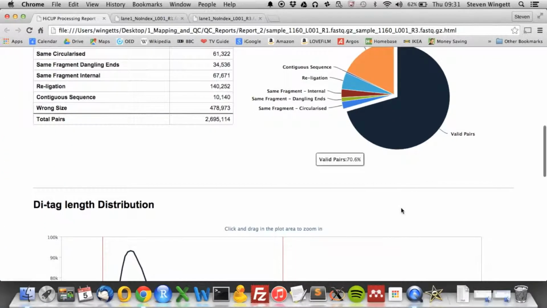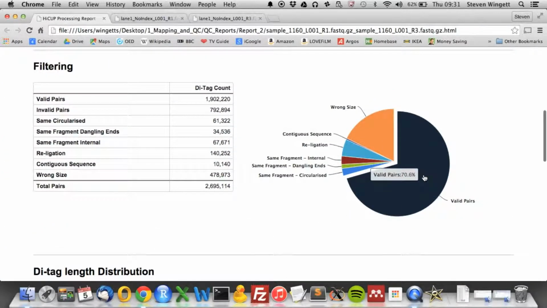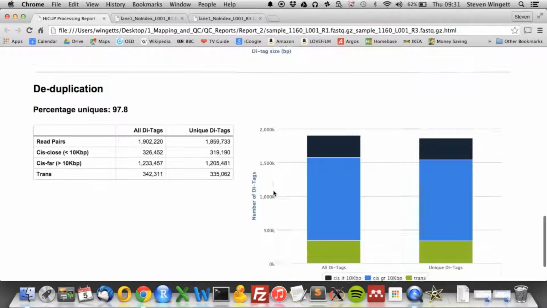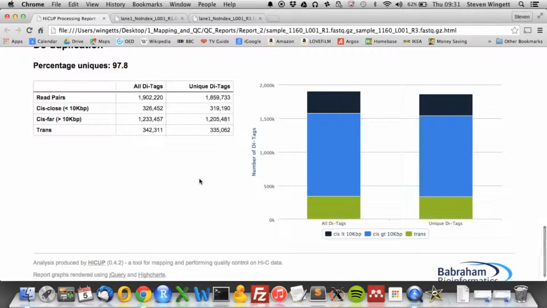However, if we just look at the HiCUP summary report a little bit more, we see around 70% of the die tags are valid. This size range distribution looks sort of okay, and it looks like a high proportion of the reads were unique. So maybe all we need to do here is just resequence the library, and hopefully we should get more reads back next time which we can map. And then we should be able to get some results that we can interpret. So we probably don't need to remake the library, we just need to resequence it.